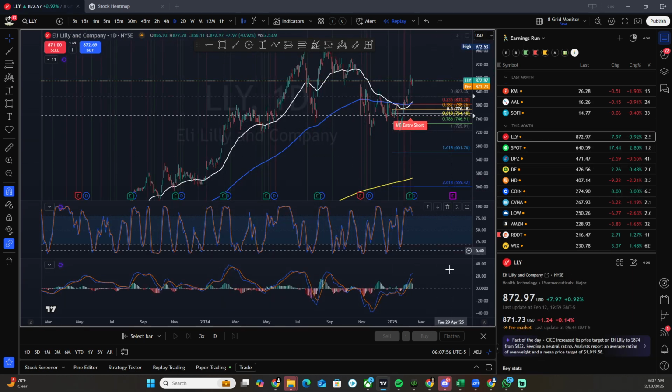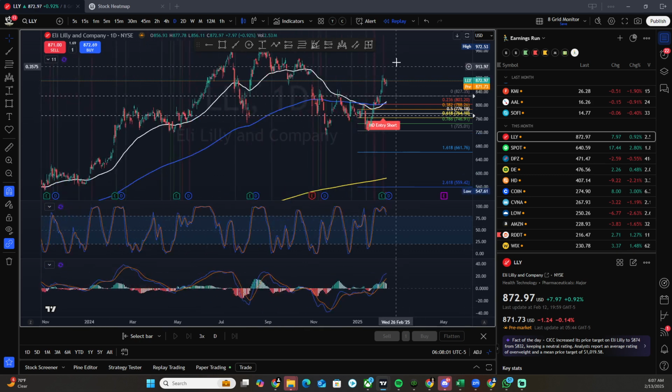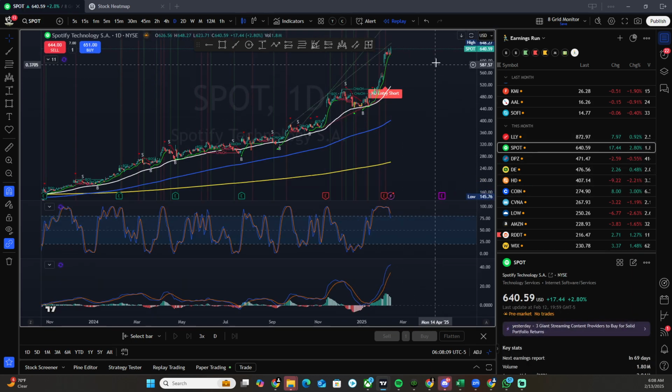Lilly is pulling back a little bit, not too much, but it needed a healthy pullback. I think it's going to continue to the upside as they try to fill this gap. I won't be surprised to see Lilly around that 900 level again. And Spotify is recovering what they dropped off at.